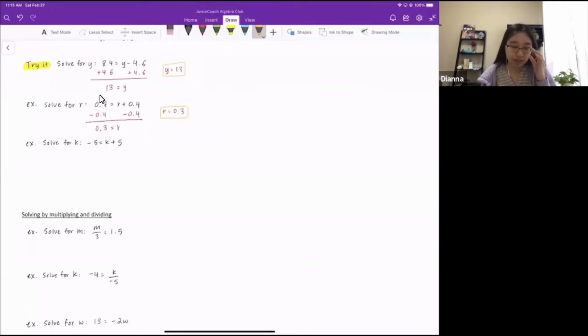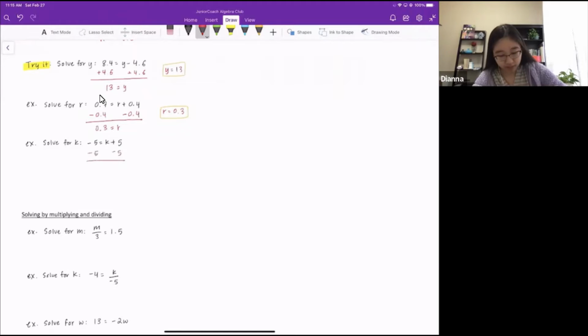Okay, so in this next example, solve for k. Pretty similar, except we don't have any fractions or decimals this time, thank goodness. Okay, except we do have a negative. So negative 5 equals k plus 5. I want to get k by itself. So in this case, I'm going to subtract this 5. I want to get this one out of the way, right? So I'm going to subtract 5, subtract 5.